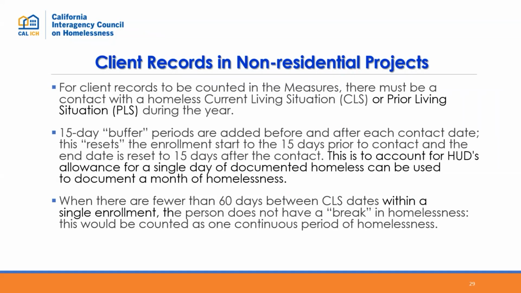When there are fewer than 60 days between homeless CLS contact dates within the same enrollment, the person is not considered to have a break in homelessness. This would be counted as one continuous period of homelessness, starting 15 days before the first contact and ending 15 days after the last contact in the continuous period.